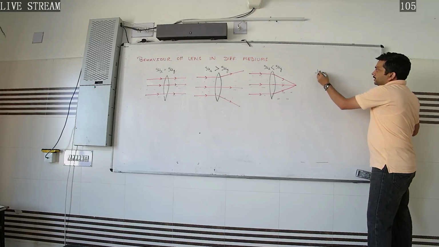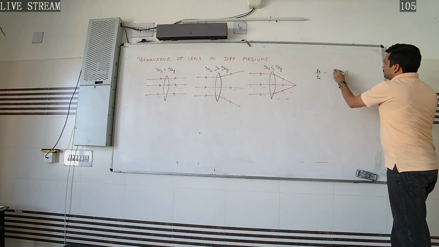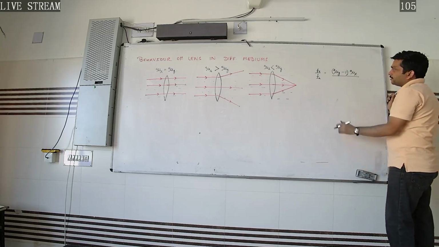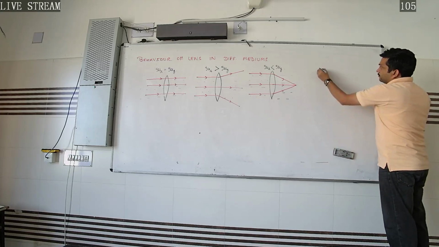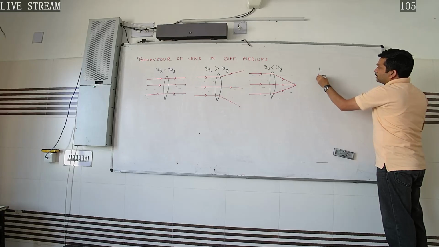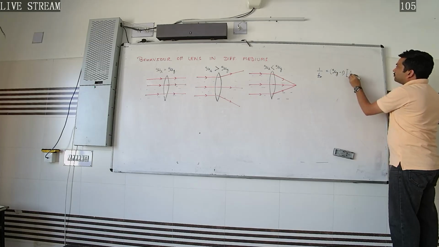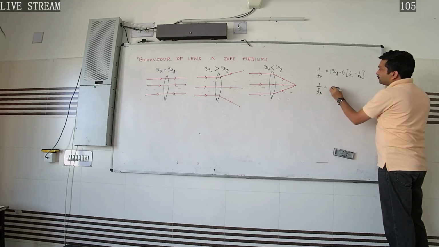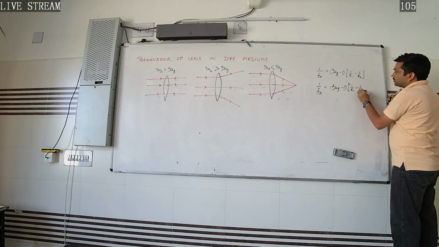We have the formula FL over FA is equal to (aμg − 1) over (aμg/aμL − 1)... Let me derive it. 1 over FA is equal to (aμg − 1) into (1/R1 − 1/R2). And in the liquid, the formula is 1 over FL is equal to (LμG − 1) into (1/R1 − 1/R2).